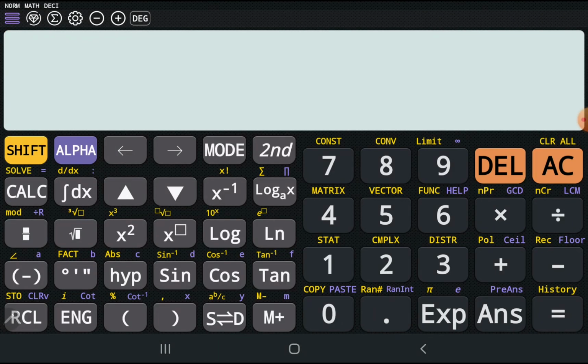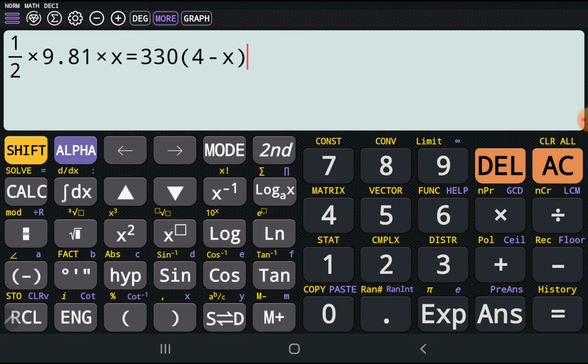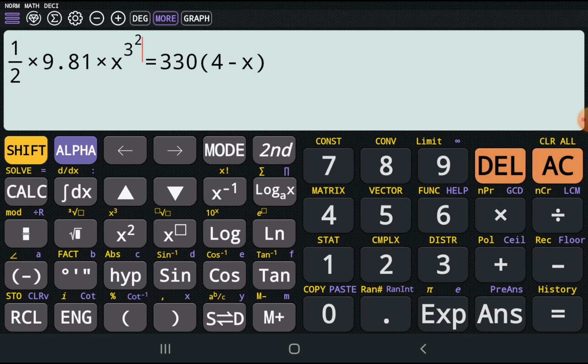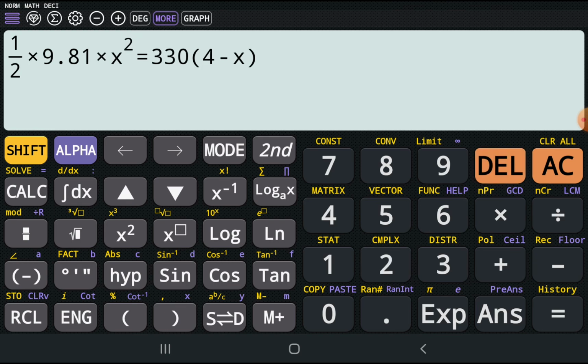Okay? What you will input there is 1/2 multiplied by 9.81 multiplied by your T1 squared as x, so alpha x. Then alpha calc, the value of your Vs, which is equal to 330, multiplied by 4 less alpha x. Take note that our x is T1, and your x here is also equal to T1. So when you shift solve, we'll have a value. Alpha x squared, so delete alpha x squared. Okay, so 1/2 9.81.